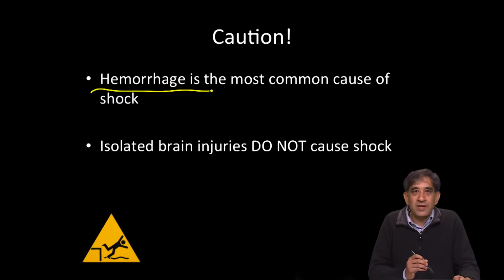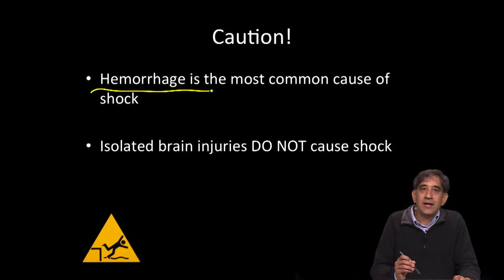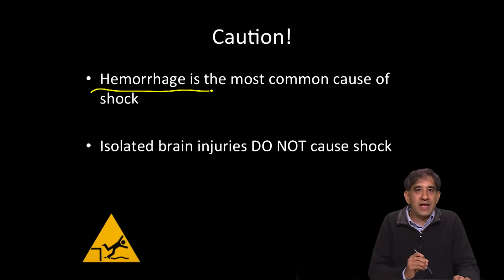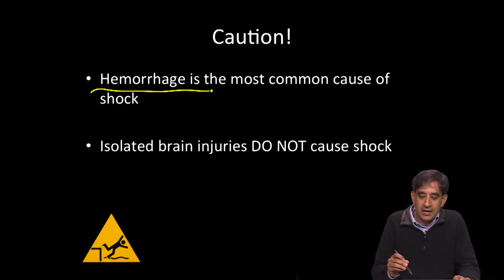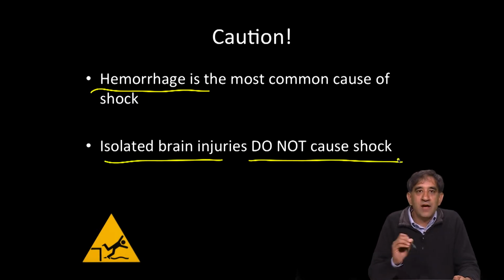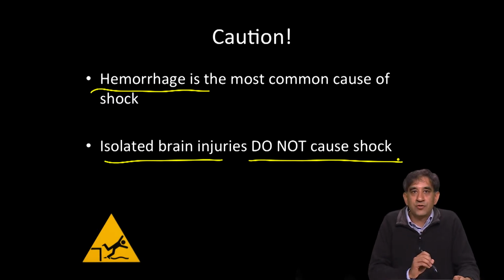And in a patient with an isolated brain injury, if you find that they only have a head injury and they're in shock, you look for another cause of shock, because an isolated brain injury does not cause shock. So you have someone with a head injury, a subdural hematoma, and they go into shock, keep looking for hemorrhage, because it is very unlikely that the brain injury is the reason for the shock, and they may have another area of bleeding.